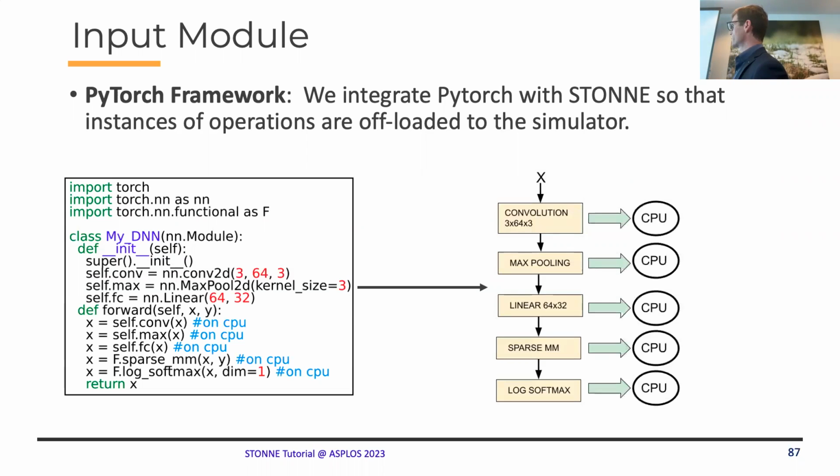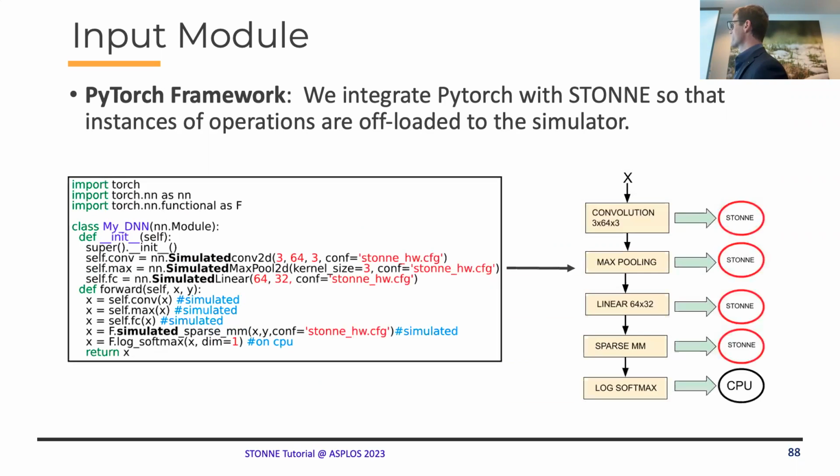For sure, if you run this on a CPU, all the layers will be run on the CPU. But with very minor modifications to the names of the layer types, we just add the word simulated. We also add the configuration of the hardware, the MAERI architecture, for example, that we want to launch for this particular layer, so that when we implement the forward propagation, we can offload the computation to STONNE in the layers that have been programmed here. And the interface is as simple as PyTorch.